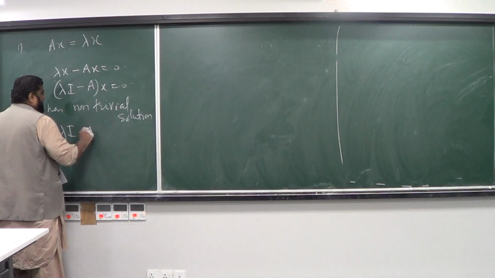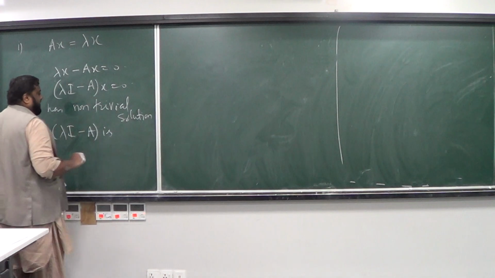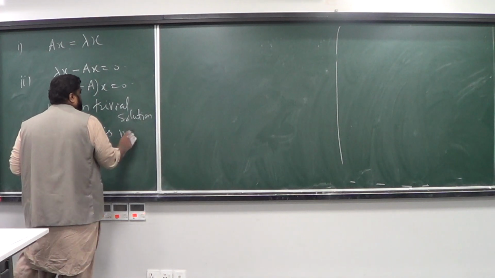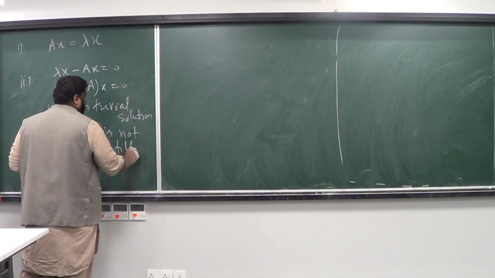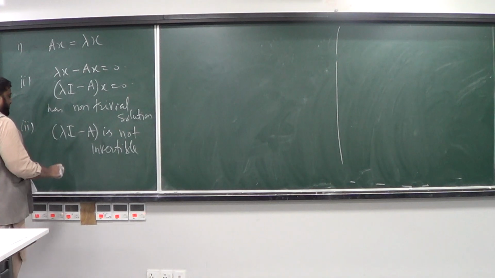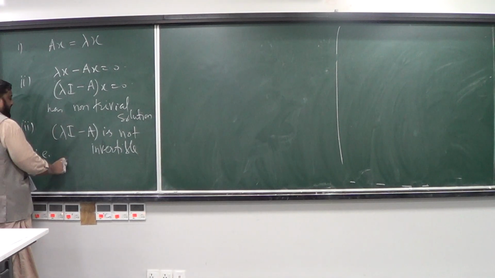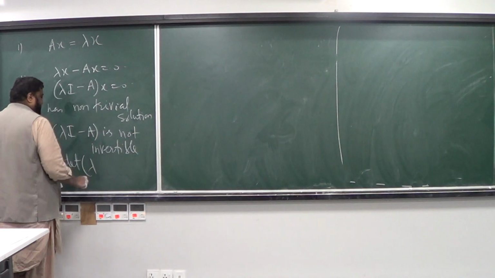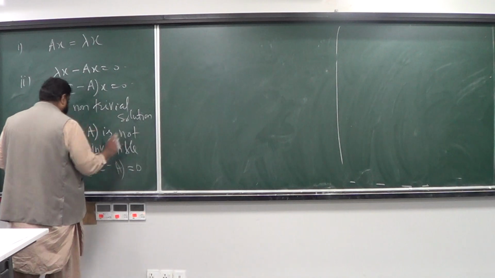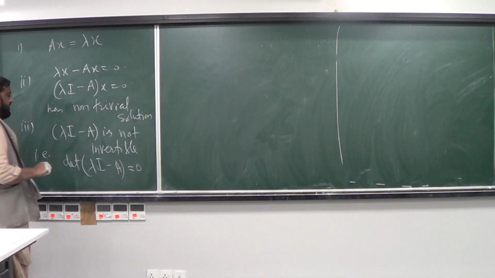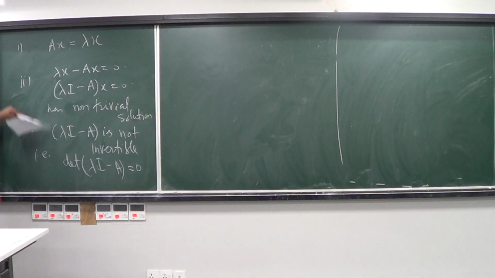And a third condition that we did, which is equivalent to this condition, was that the matrix lambda I minus A is not invertible. If it is not invertible, that means it must be singular, and hence its determinant must be 0.